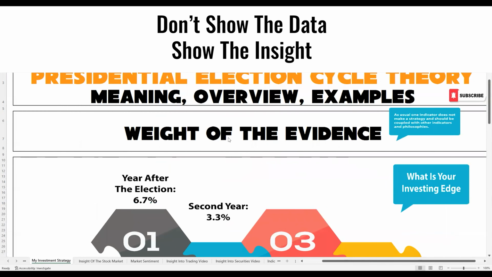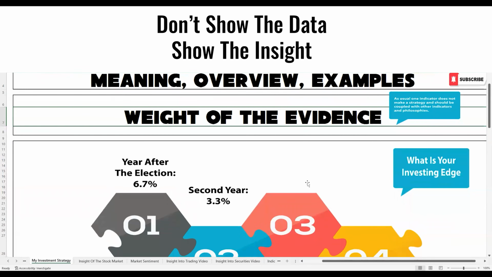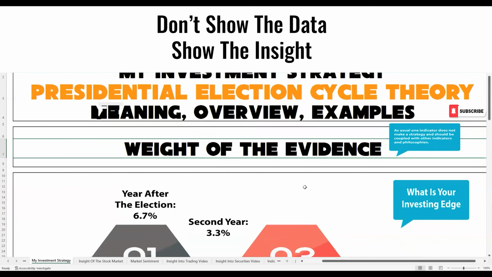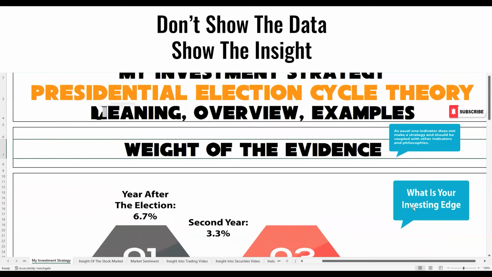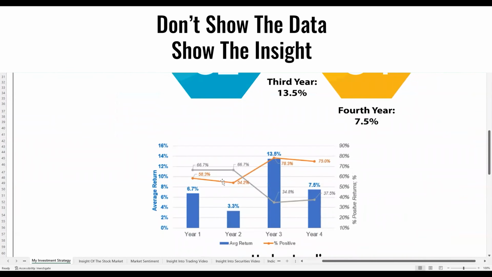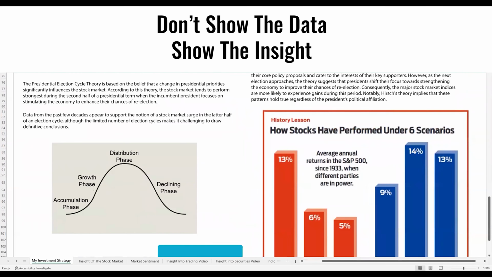All our indicators, we use a weight of evidence. You will see usually one indicator does not make a strategy and should be coupled with other indicators and philosophies. But definitely using over a 4-year cycle, the presidential election cycle theory, it can give you an investing edge. As you see from this chart, the ups and downs in the 13.5 and the 7.5%, and going from there. Let's continue even further.